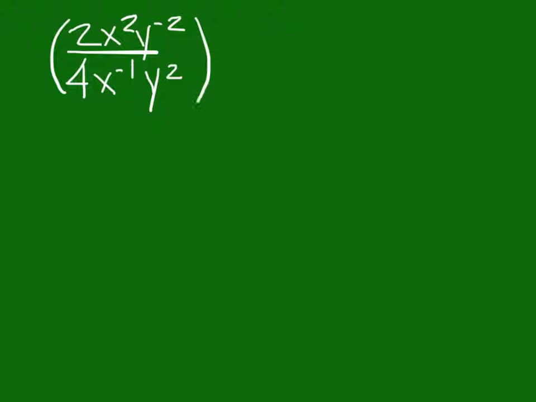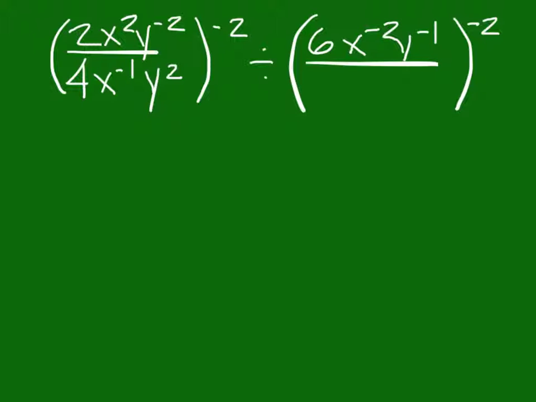In this case, you're going to have 2x to the second y to the negative 2 over 4x to the negative 1 y to the second, all of this to the negative 2 power, and then on the right side, the negative second quantity of 6x to the negative 2 y to the negative 1 over 4x to the negative 1 y to the negative 2. Now the difference is you have the numbers in there and it's division, but you still do the same thing. You have to simplify inside of the parentheses first.